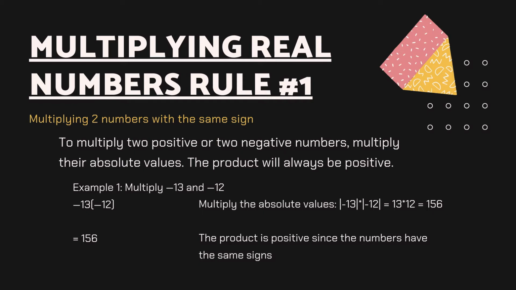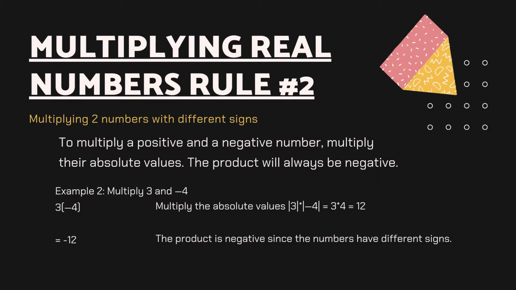Example 1. Multiply negative 13 and negative 12. First, we will multiply the absolute value of negative 13, which is 13, and negative 12, which is 12. 13 times 12 is equal to 156. The product is positive since the numbers have the same signs.